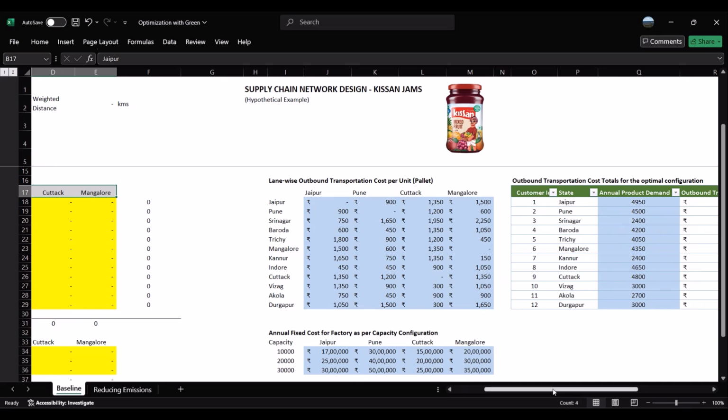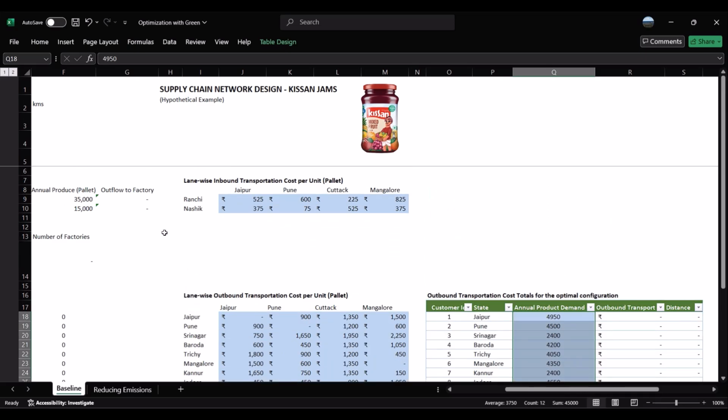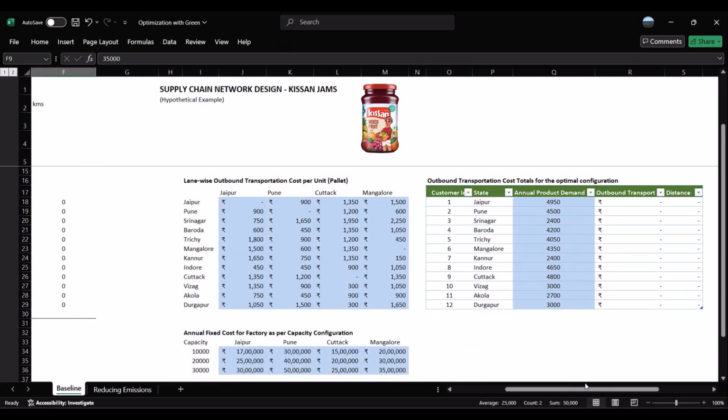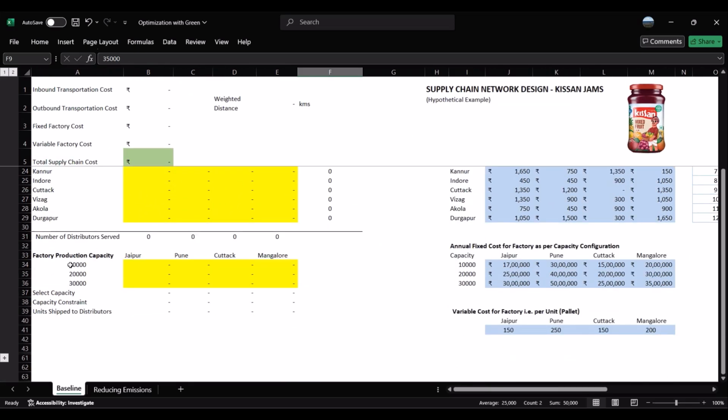So besides the outbound transportation cost, the most important aspect is the annual product demand. So you can see the sum total is 45,000, and you knew that the suppliers can supply 50,000. So the suppliers are in a position to completely fulfill the demand also.